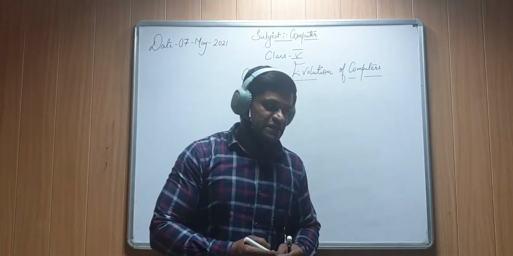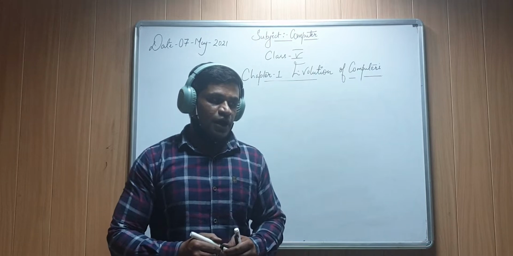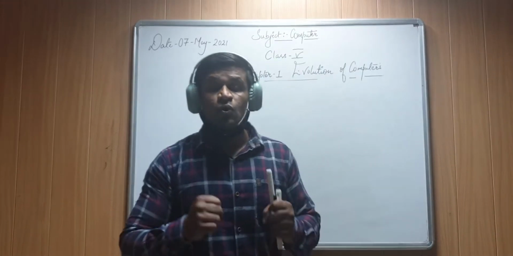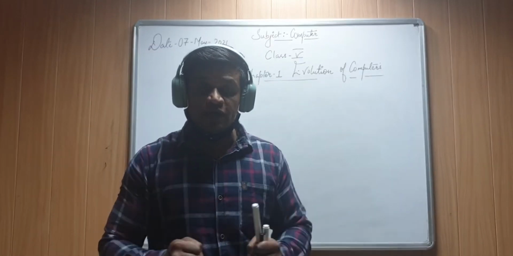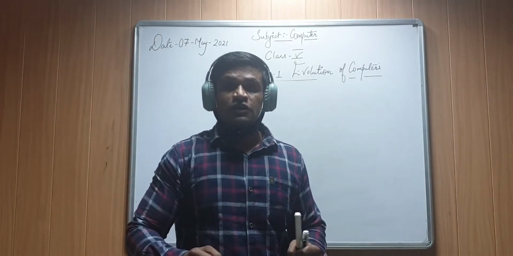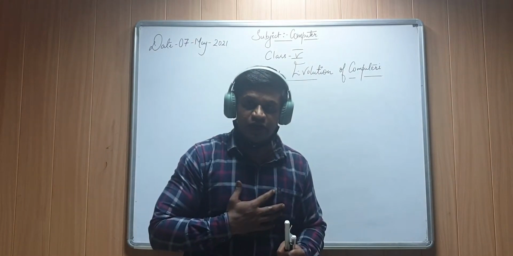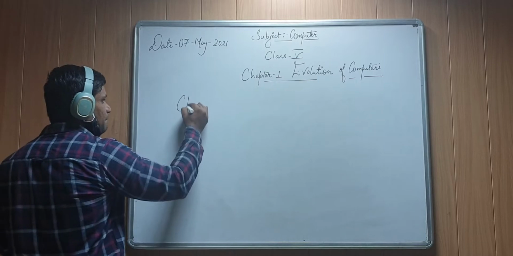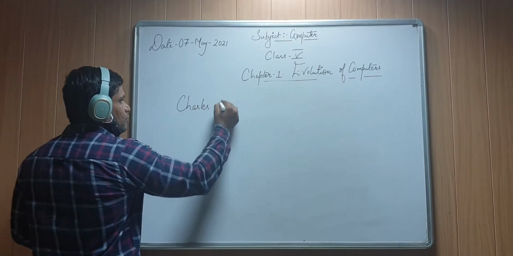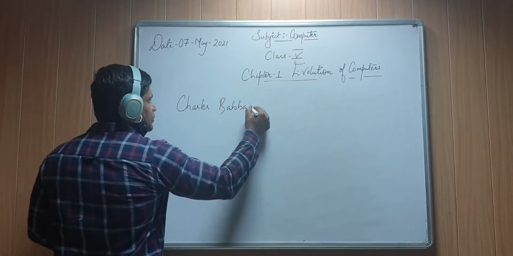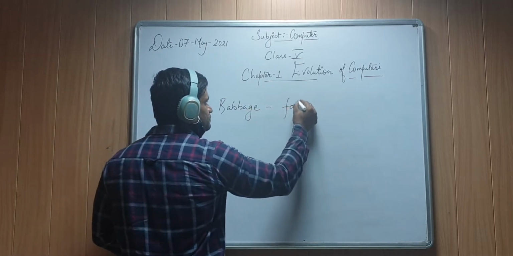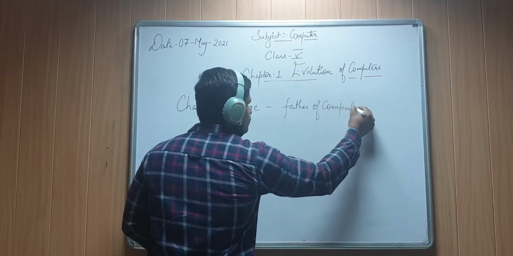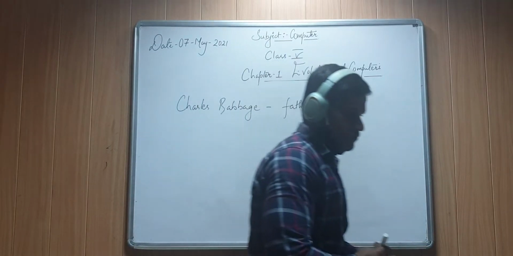So on the next page, page number 10, we have the pioneers of the modern computer. Those people who contributed and helped, due to whose hard work the computer which we see nowadays is available. The first person is Charles Babbage, who is also known as the father of the computer.